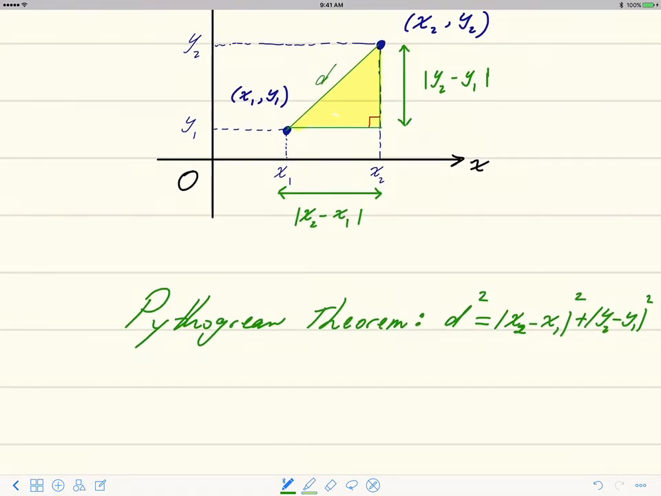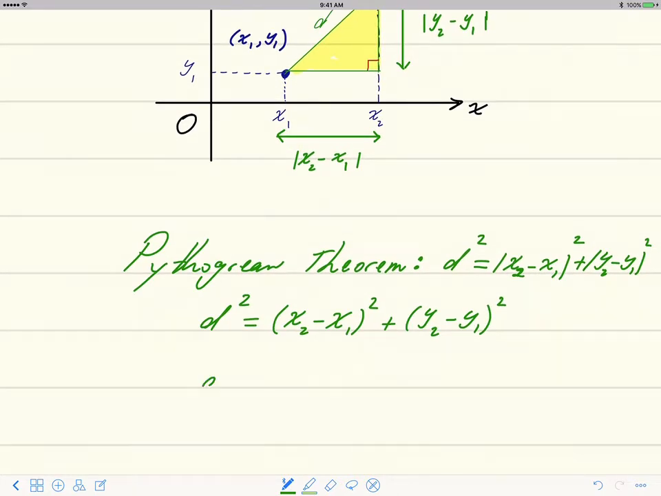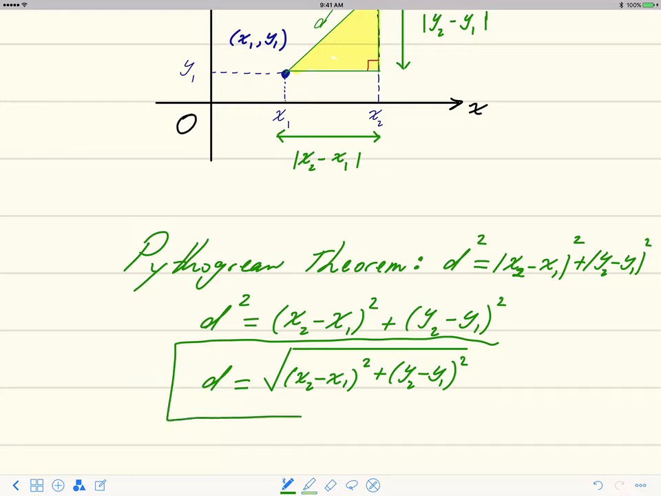And because we're squaring these things, we really don't need the absolute value. So let me rewrite this with parentheses. x2 minus x1 squared plus y2 minus y1 squared. Now this isn't the distance, but it's the square distance. So in order for me to get the distance, I'm going to take the square root of the right side. So d is the square root of x2 minus x1 squared plus y2 minus y1 squared. And this is the main formula. This is called the distance formula.